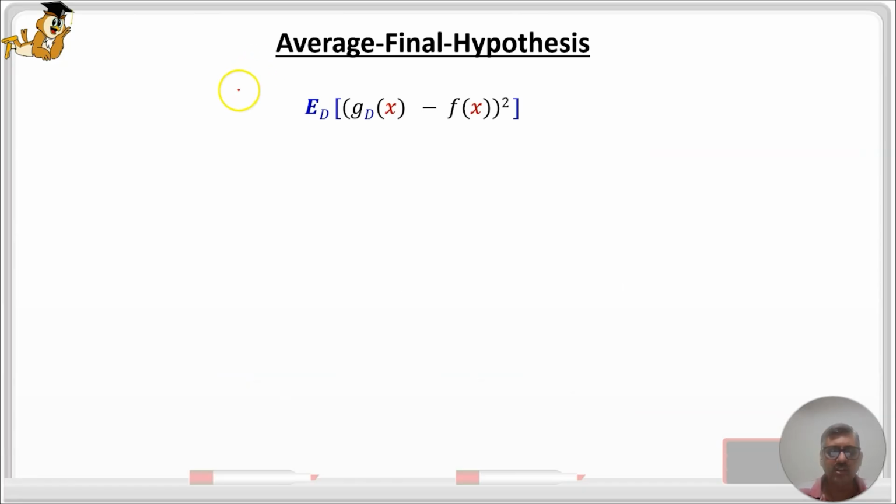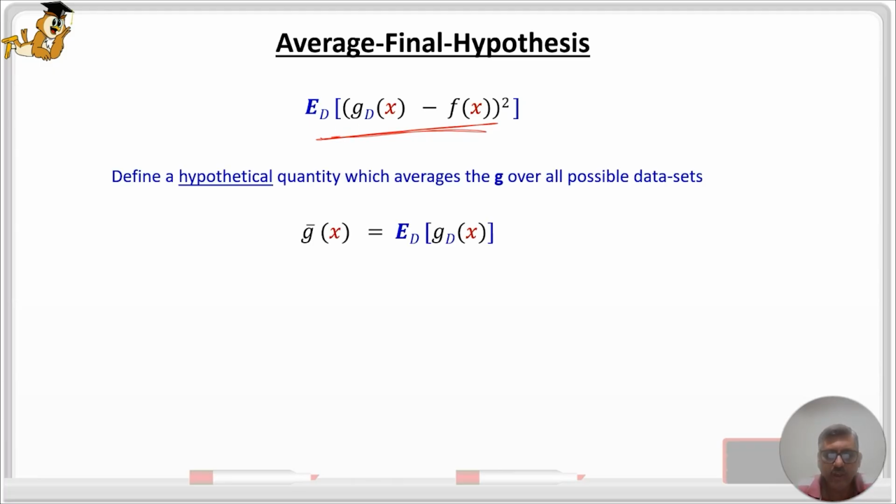Okay, so this is what we are going to be dealing with. This is what we want to understand. The first thing we are going to do is define a hypothetical quantity which averages the g over all possible data sets. So understand exactly what we are trying to do over here. We are going to define a quantity g bar.